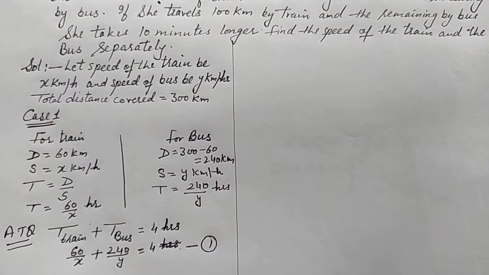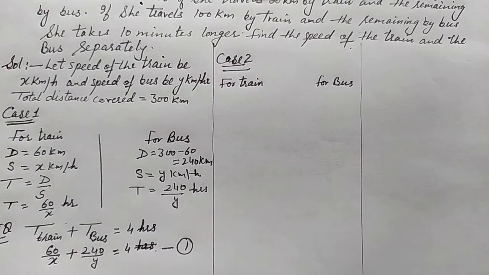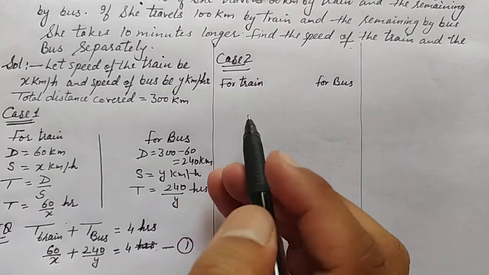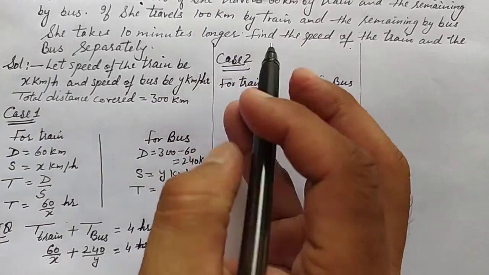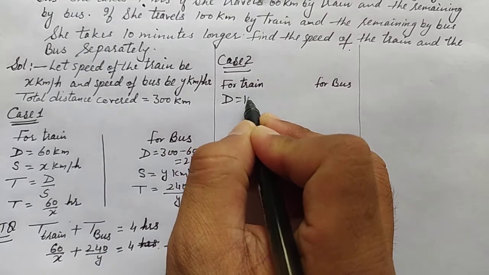Now we will take the second case and find the second equation also. In the second case, for the train, the distance traveled by the train is 100 kilometers.